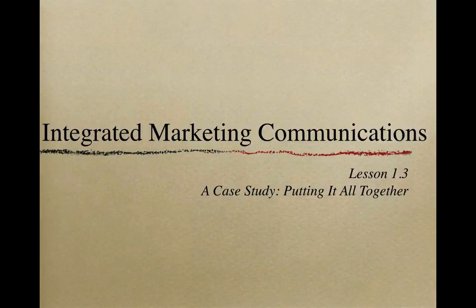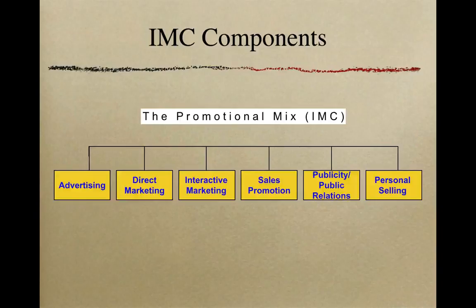We ended the last lesson by looking at each of the 6 IMC components, and we ended with the thought or the question, how would all of this work in a real situation? How does a company effectively integrate multiple marketing communications components? So let's look at a real-life example to see if we can make sense of this a bit more.